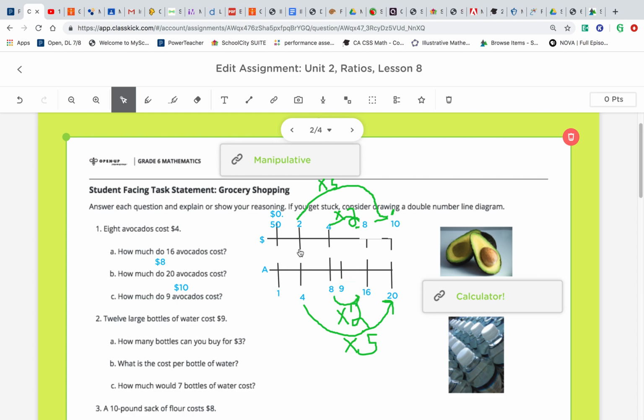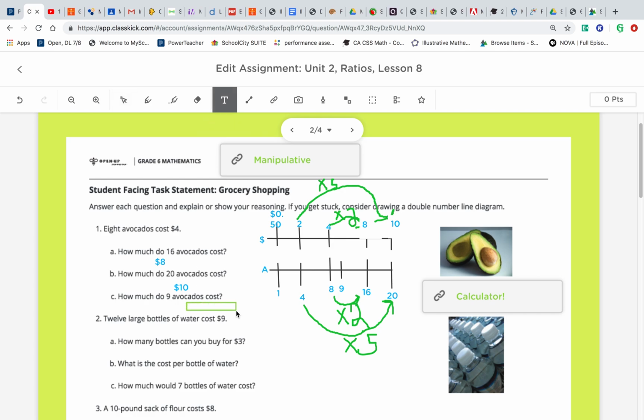So the price of 1 more is 50 cents. So it's going to be the $4 plus the 50 cents. So that's $4.50. So we can add that in here, $4.50.